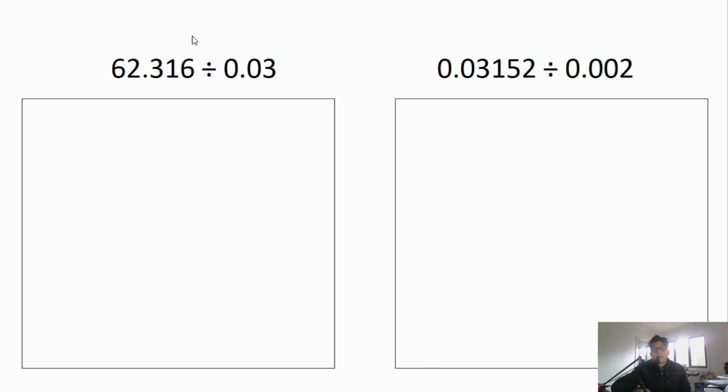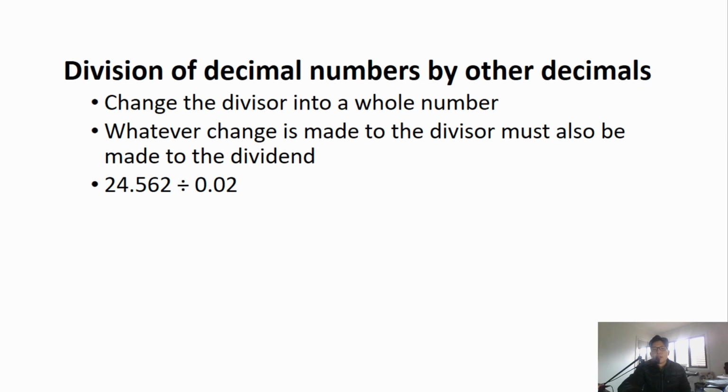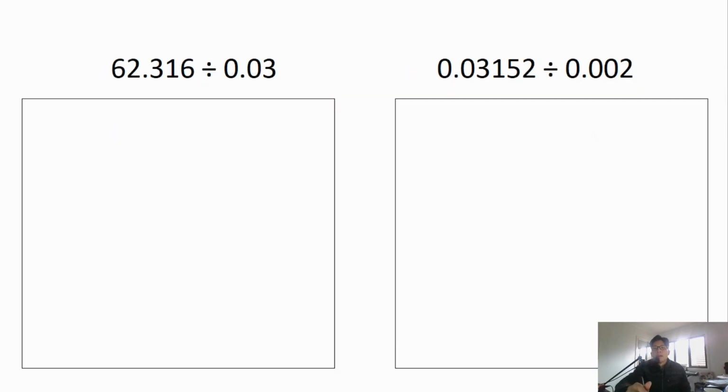We have 62.316 divided by 0.03, and if we look at our first step, it says change the divisor, so that's the number we're dividing by, into a whole number. The divisor in this number here is the one on the right. That is what we're dividing by, and we're going to make this a whole number and not a decimal. In order to do that, we need to move the decimal place over here down 2 places, and that's the same as multiplying it by 100.